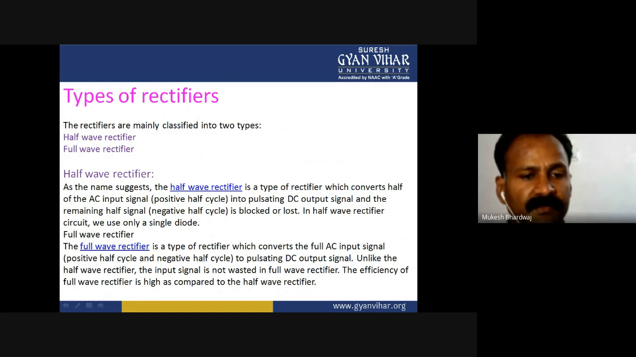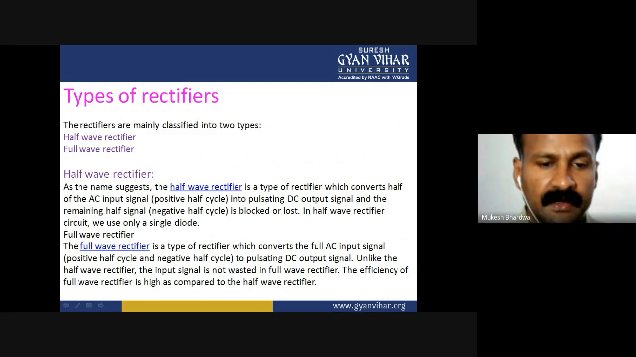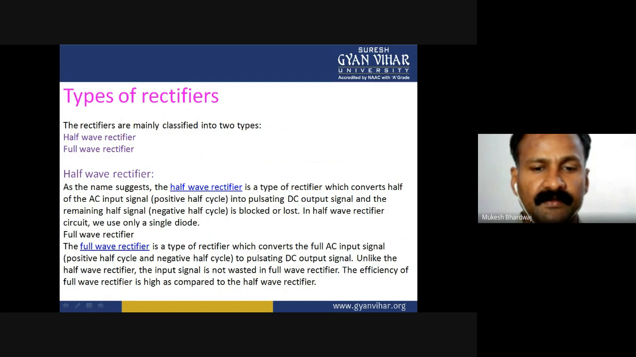Now, full-wave rectifier. The full-wave rectifier is a type of rectifier which converts the full AC input signal, or positive half cycle and negative half cycle, to pulsating DC output signal. Unlike the half-wave rectifier, the input signal is not wasted in full-wave rectifier. The efficiency of the full wave rectifier is high as compared to the half wave rectifier.